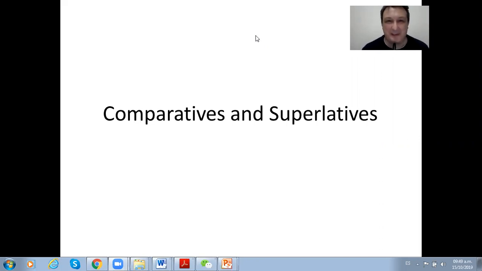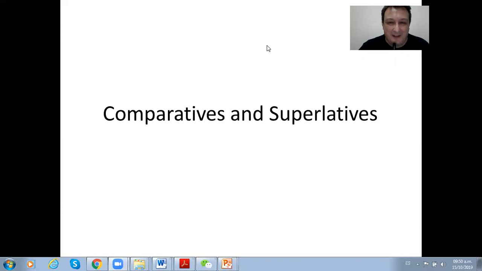Today it's about comparatives and superlatives. Comparatives and superlatives in English, it's something that many students have problems with. So I wanted to explain the rules very clearly and to show the difference of when we use the comparative, when we use the superlative, and how we make the comparatives and superlatives.